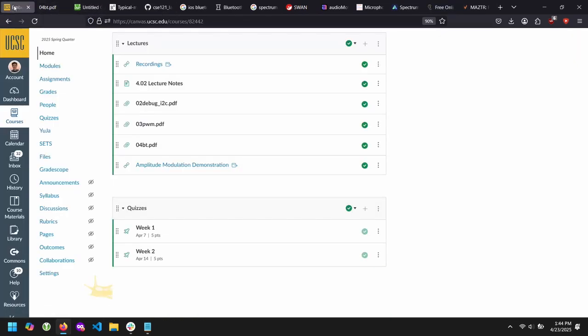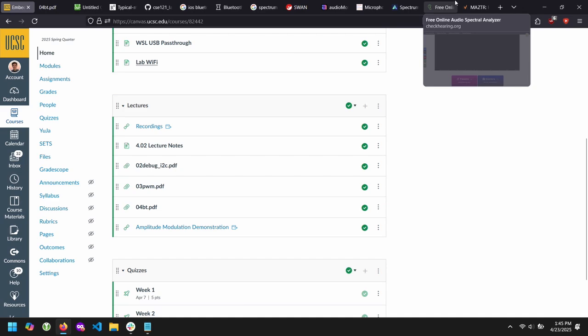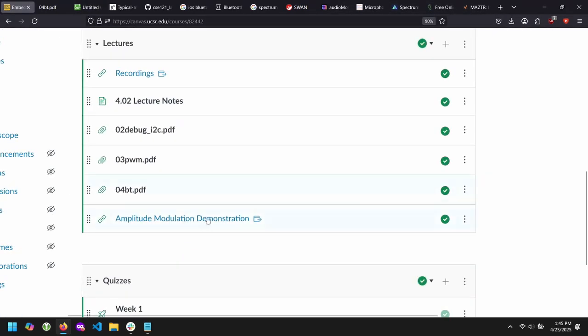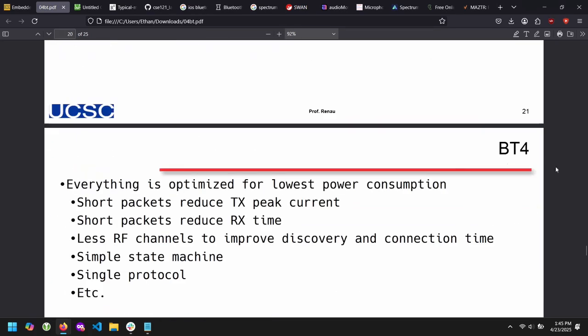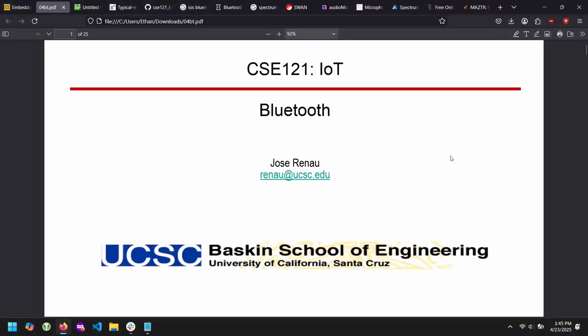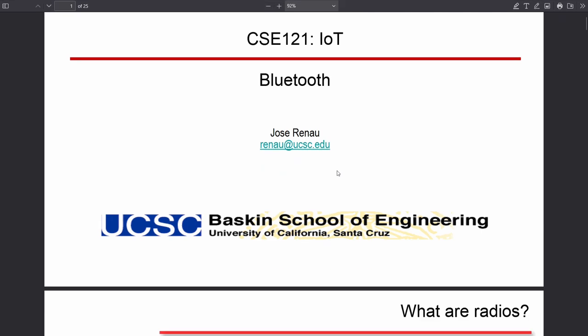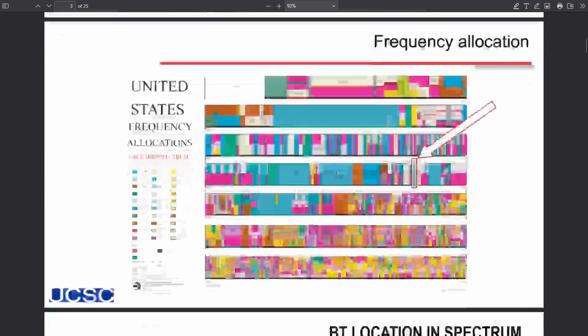By the way, I posted the Desmos chart right here. I posted this on Canvas, so you're welcome to play around with this if you want. You can see what happens when you try adding more channels, more frequency bands, trying to send more signals. You can test your friends and see if they can figure out what the compound signals are encoding. I also posted this slideshow provided by Jose Renau, the previous instructor of the course. I really like these slides, so I wanted to go through a few of them.